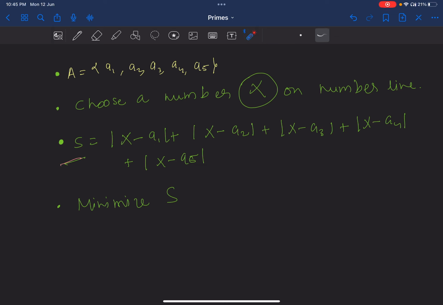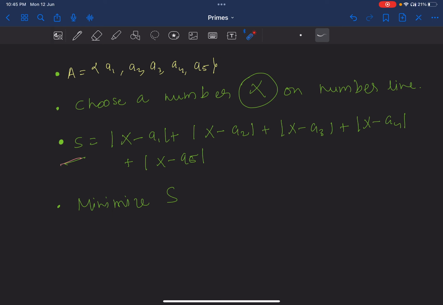So let's say we have an array with an odd number of elements, and we have A1, A2, A3, A4, A5, and then we need to choose a number x, any integer, or let's say any number x on the number line, such that my S is minimized. Okay, now let's see what S is. So this S is nothing but modulus of x minus A1 plus modulus of x minus A2, and similarly, the summation of all of them.